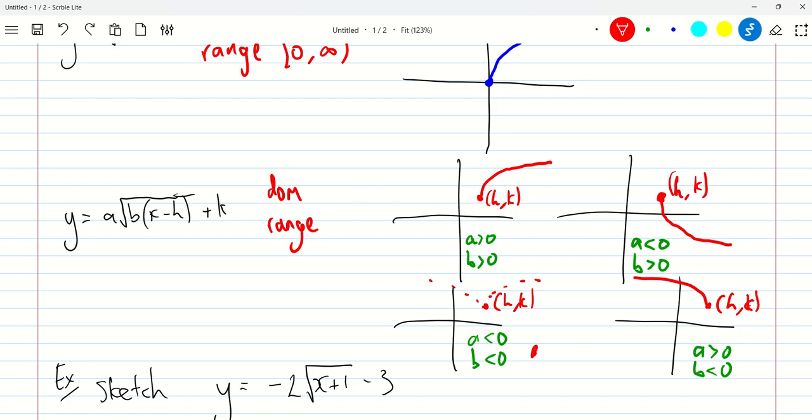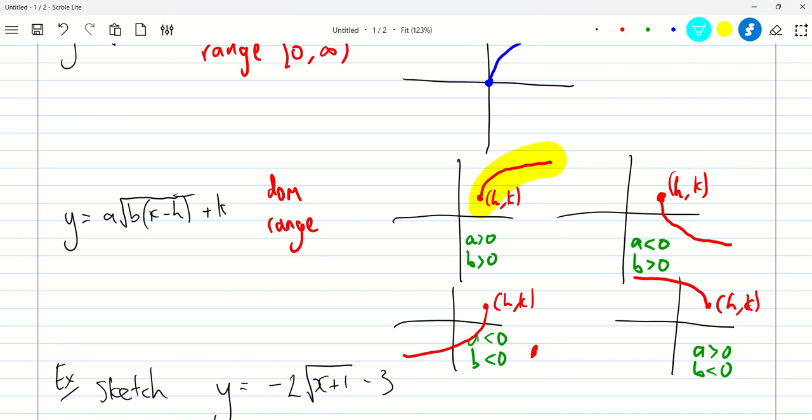Okay, so it's going to end up going down and to the left, so it's going to come down that way. All you really need to remember is the original function. If you just remember this one, and just think about what the transformation is. If B is negative, then it's flipping it in the X direction. If A is negative, it's flipping it in the Y direction. That's really all you need to remember, okay?